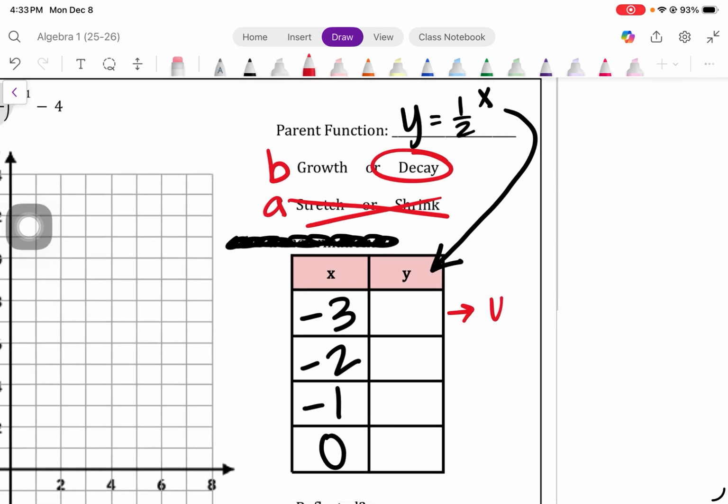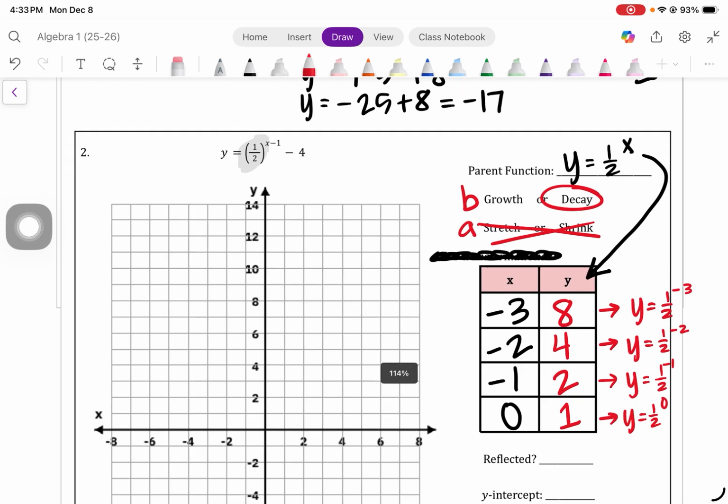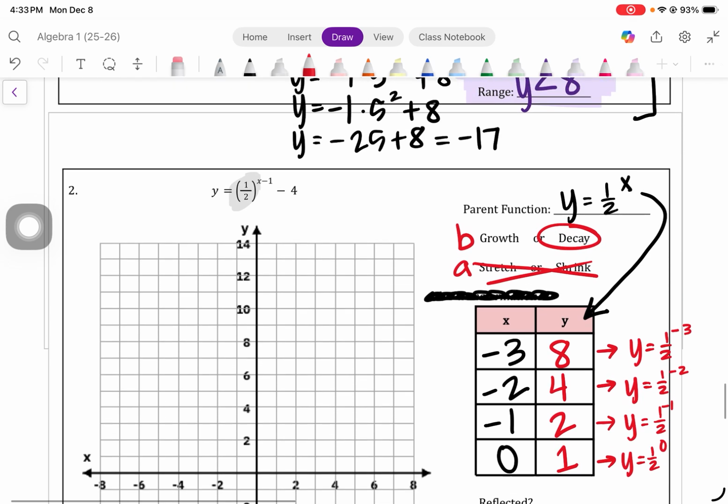So now when we graph, we have y equals 1/2 to the -3, which is technically 2 to the 3rd, which is 8. I have y equals 1/2 to the -2, so flip your fraction. You have 2 squared, which is 4. y equals 1/2 to the power of -1. Flip your fraction, so you just have 2 to the 1, which is 2. And then anything to the power of 0 is 1. So now when we graph, we have all of these beautiful numbers. We have (0, 1), (-1, 2), (-2, 4), and (-3, 8).